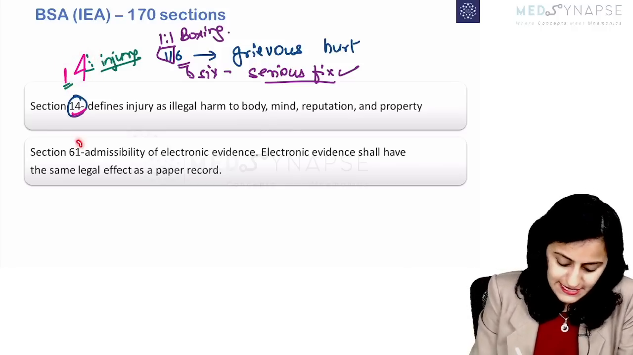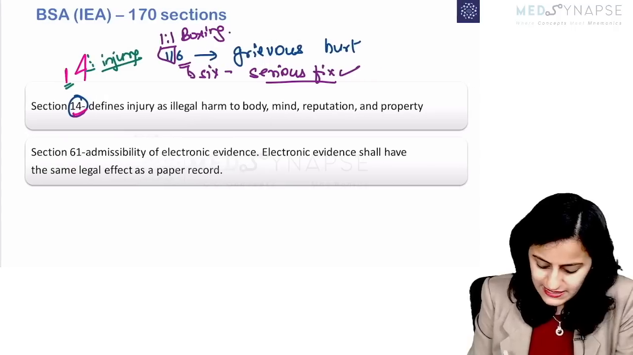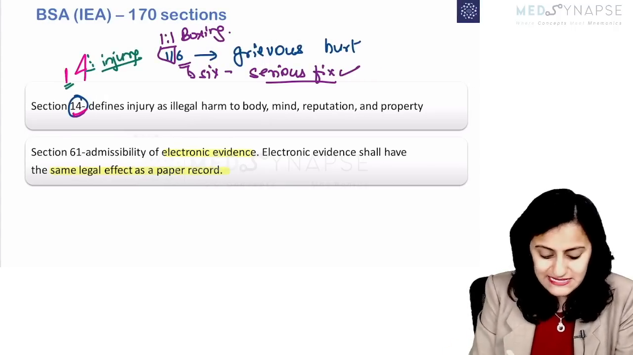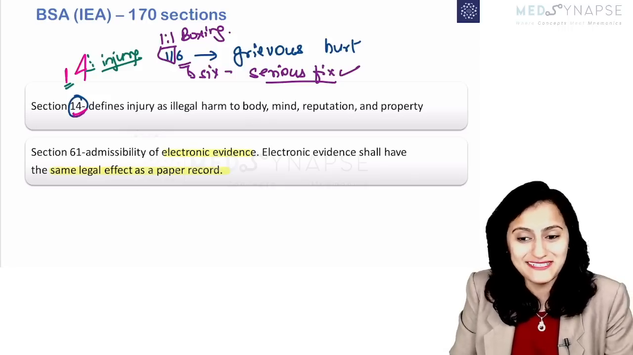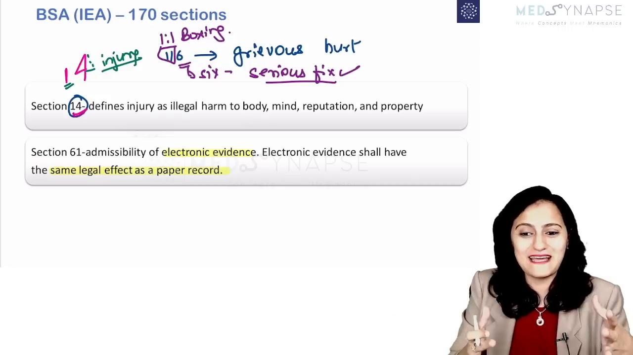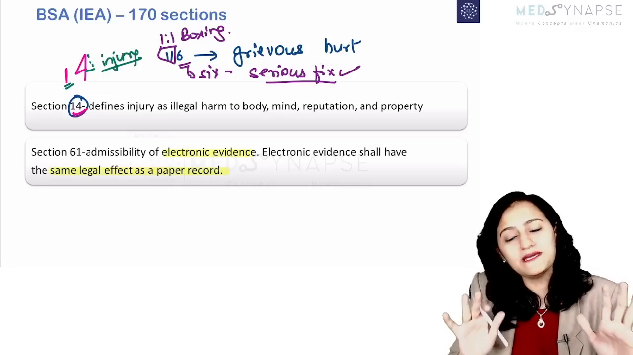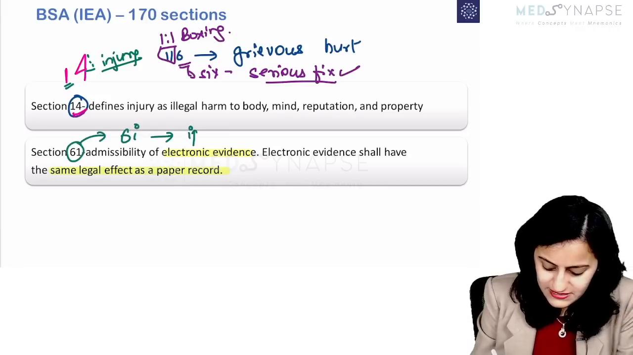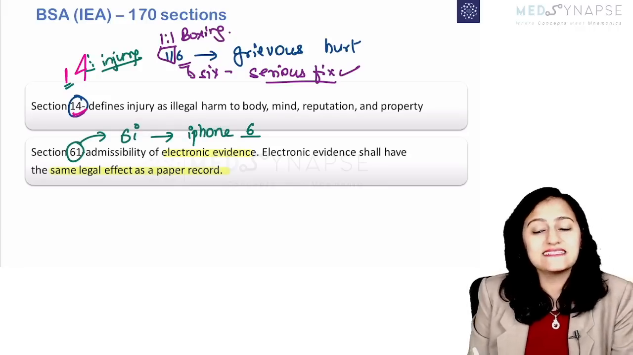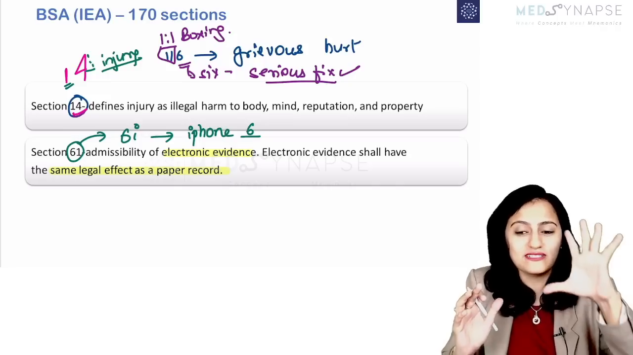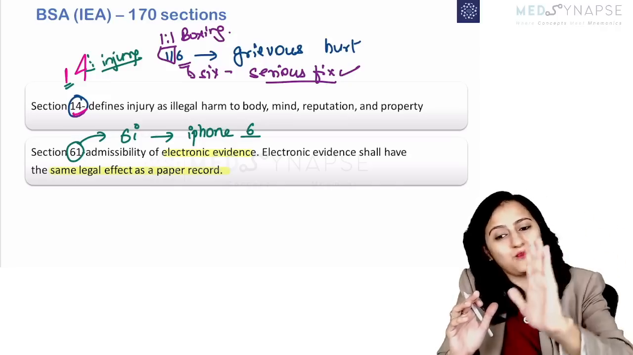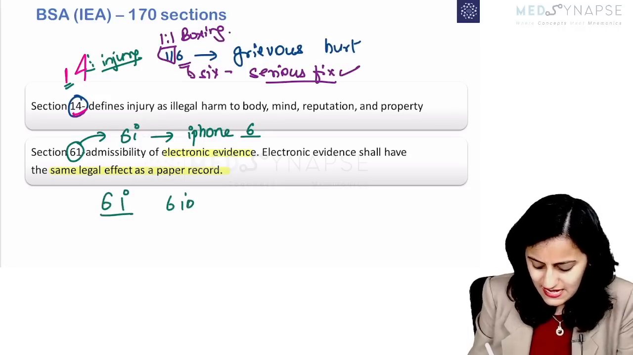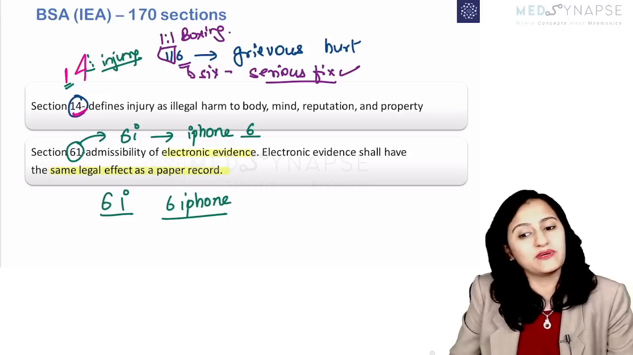And then we have section 61 which says that now even electronic evidence will be admissible. Electronic evidence will have the same legal effect as a paper record considering the digital media. Now that we have all the digital content for our exam preparation, even digital evidence would be considered, right? So remember this section 61, this is 6 and 1. So remember this is like iPhone 6. From the generation of iPhone 6, electronic evidence will be considered admissible. That's how you can remember. So remember it is 61, that is 6 iPhone. Okay, 6 iPhone, that is going to be admissible.